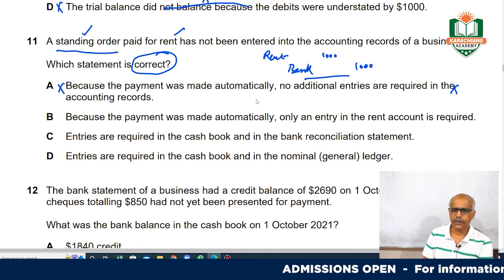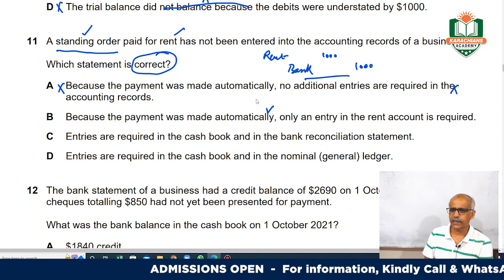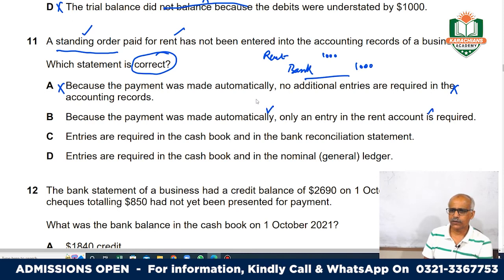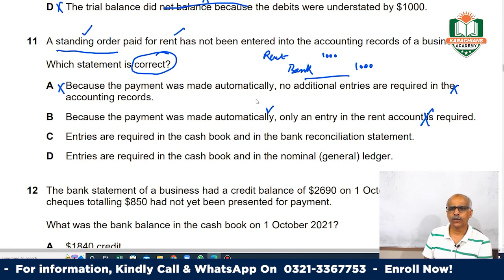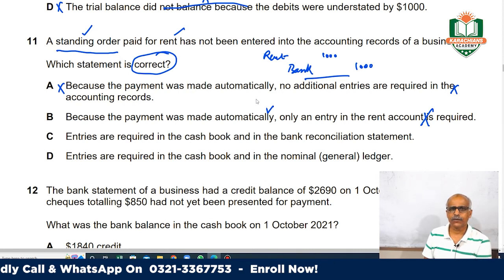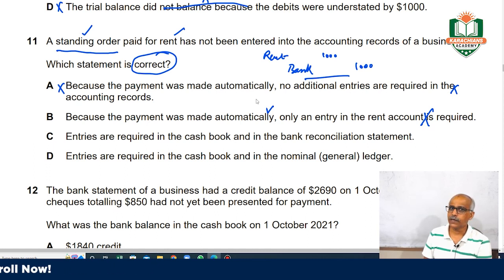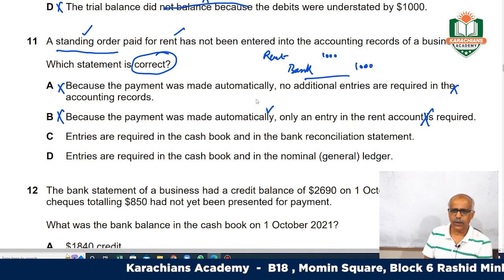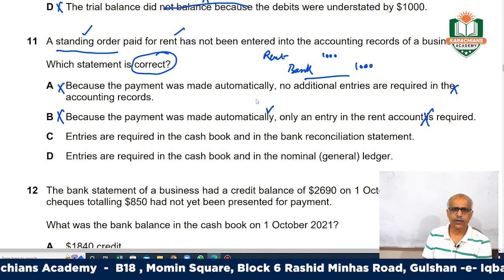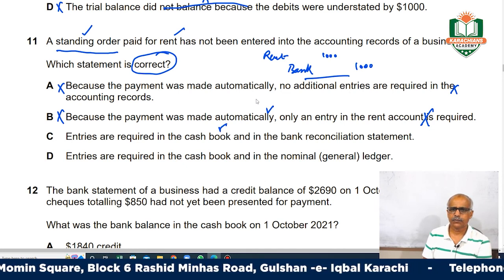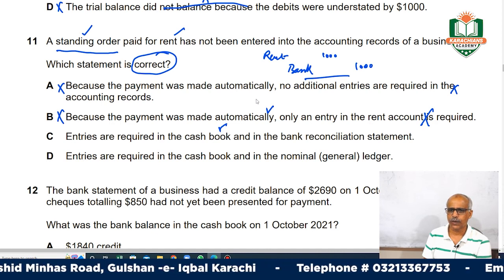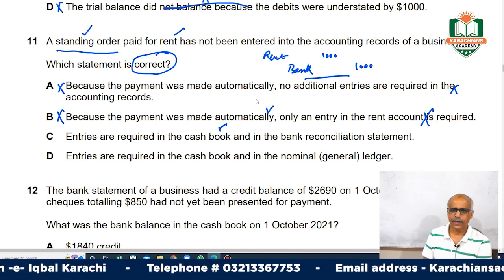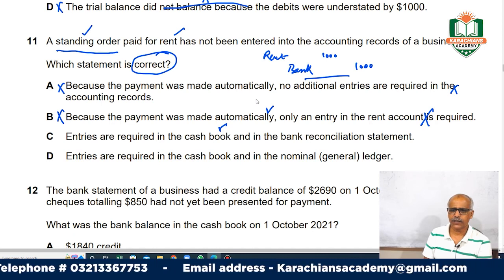B: because the payment was made automatically, only an entry in the rent account is required. No, this is wrong. This is a double entry system. You have to record the double aspect of your transactions. You have to record the rent account, rent expense, and also credit your bank. So this is also incorrect. C: entries are required in the cash book and in the bank reconciliation statement. You have to make this entry in the cash book, where the bank is credited and rent is debited, and they are saying and the bank reconciliation statement.